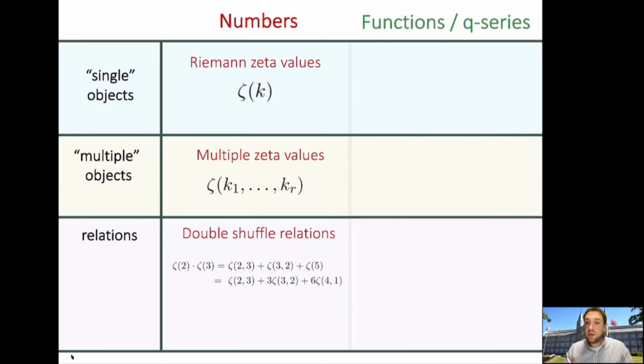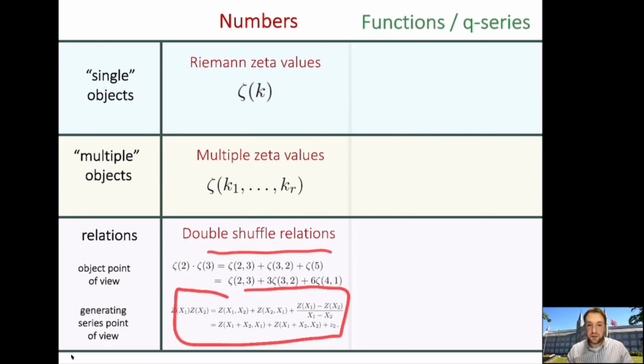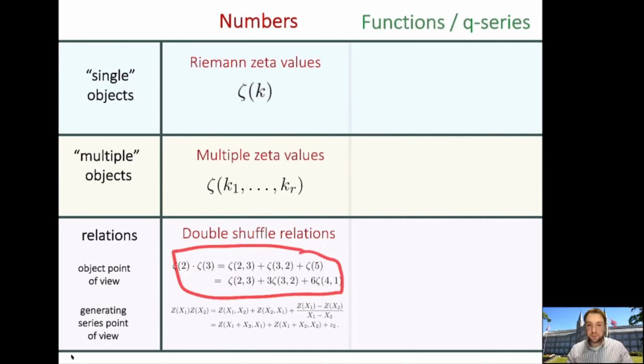These double shuffle relations can also be interpreted in 2 different ways. I can either write them down like this, but I can also write them down by using generating functions or generating series. So there are 2 different points of view. The object point of view, where I write down the product of these objects and write it in terms of these objects, or I consider their generating series, and then I will have some functional equation for the generating series. And if I consider the coefficients of these functional equations, I will get this here.